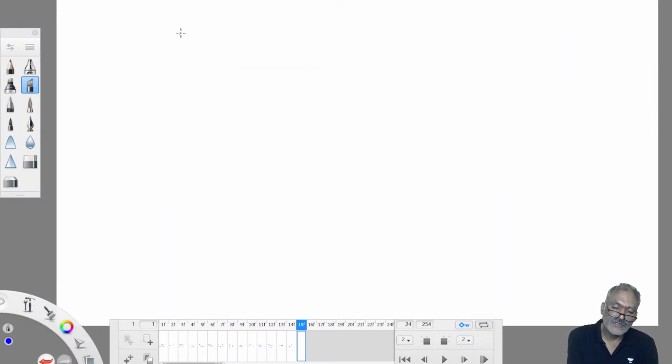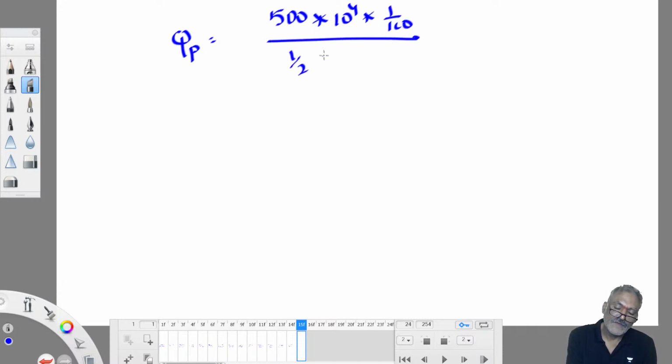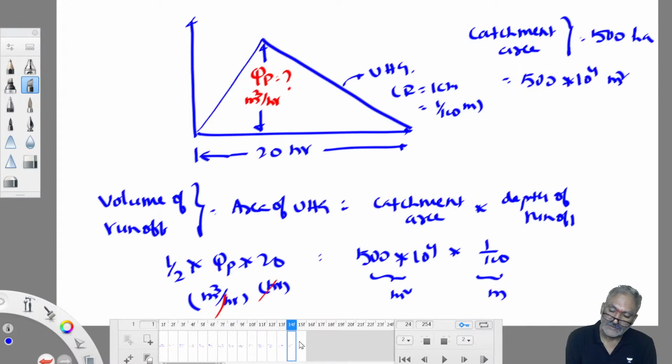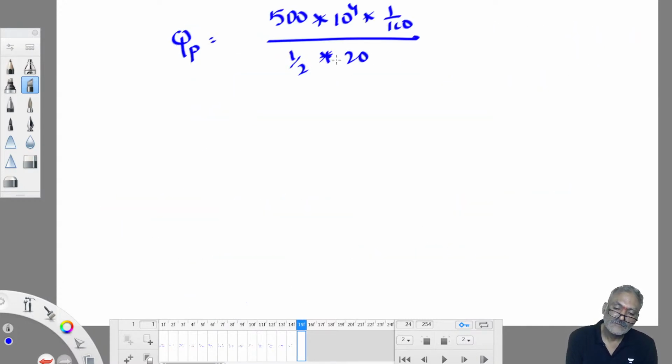Therefore QP is equal to the peak ordinate of the unit hydrograph. So it is 500 into 10 power 4 into 1 by 100, divided by half into 20. Come on, work it out, try it, you will get the answer in meter cube per hour.